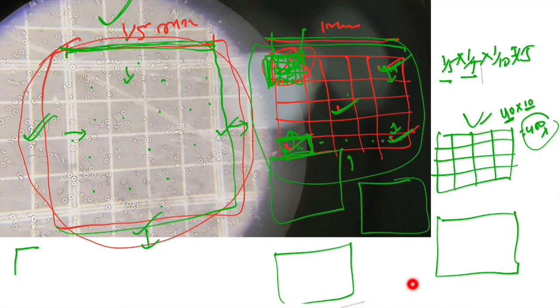Because if we count in one area, one side, suppose while charging, this is a manual procedure and this is not that accurate. So suppose mixing is not proper, or one side has more cells and another side has fewer cells, that's why we are taking all the 4 areas, 4 corners and center, so you will get the average picture. Okay, that much clear?